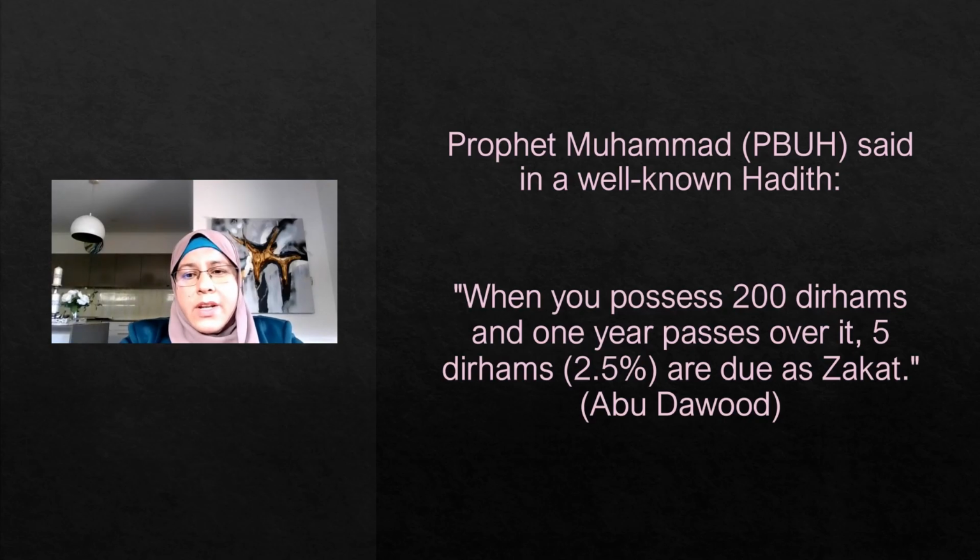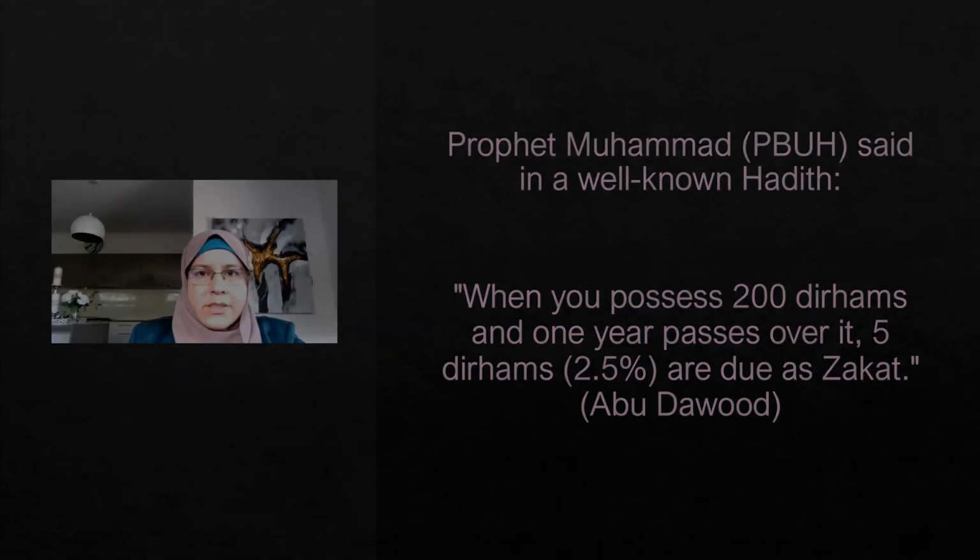In one of the well-known hadiths, our Prophet Muhammad Sallallahu Alaihi Wasallam said, when you own 200 dirhams and 1 year passes over it, 5 dirhams are due as zakat. That basically means 5 over 200, which is 2.5%. So the rate of zakat is 2.5%.